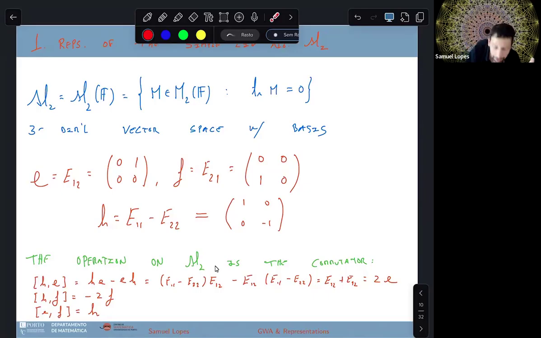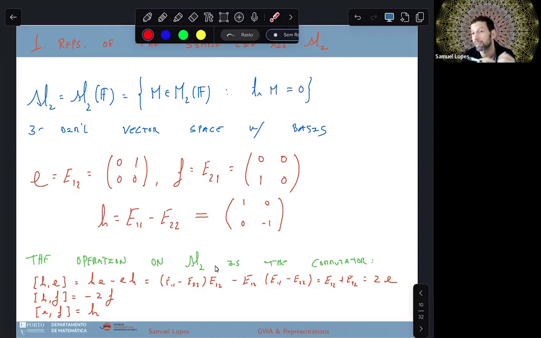So multiplication by H is a diagonalizable transformation, because it sends E to 2 times E. So E will be an eigenvector with eigenvalue 2. It sends F to minus 2F. So F will be an eigenvector with eigenvalue minus 2. And of course, it sends H to 0, because the commutator of H with H is H squared minus H squared, which is 0. So H is another eigenvector with eigenvalue 0. And that's it, that covers all three basis vectors of sl₂.